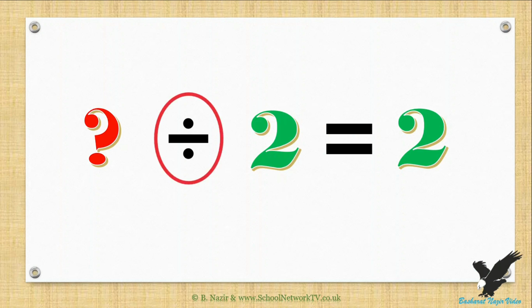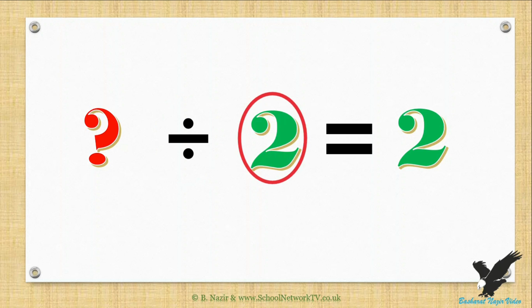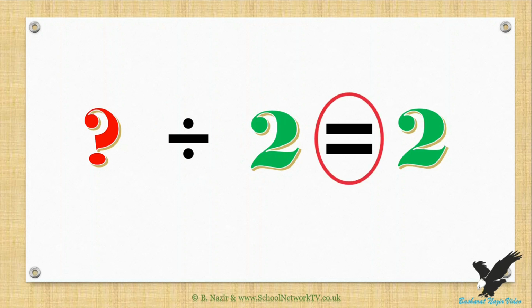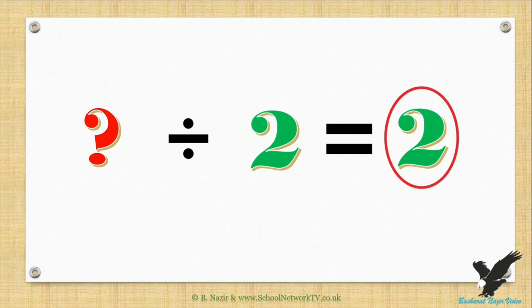Followed by the division sign, which tells us that a division operation will follow. Following the division sign is the second number. Next, we have the equal sign, which tells us that both sides of the equation are in balance, meaning they are equal in value. And finally, on the right side of the equal sign, we have a number. The left side result must work out to this value to make the equation balance.